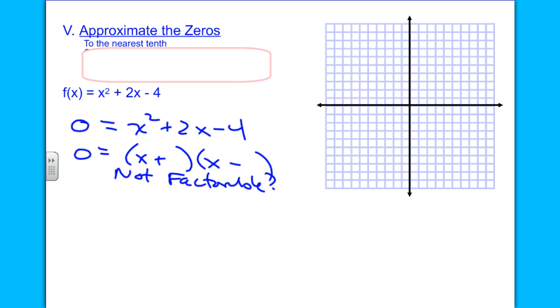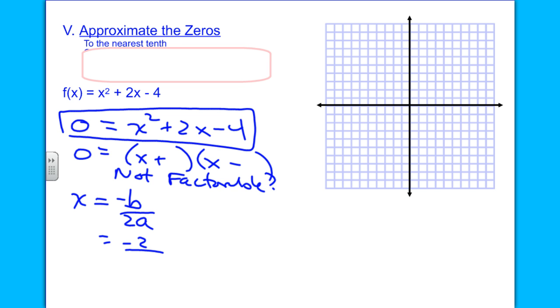Wait, can't we use some other stuff we've learned? How about, can we find the axis of symmetry? Let's go see. x equals negative b over 2a. So negative, what is b? 2. And what is a? Look up here. So 2 times 1 is 2. So the axis of symmetry is where? Negative 2 over 2 is negative 1. So we do have a location.